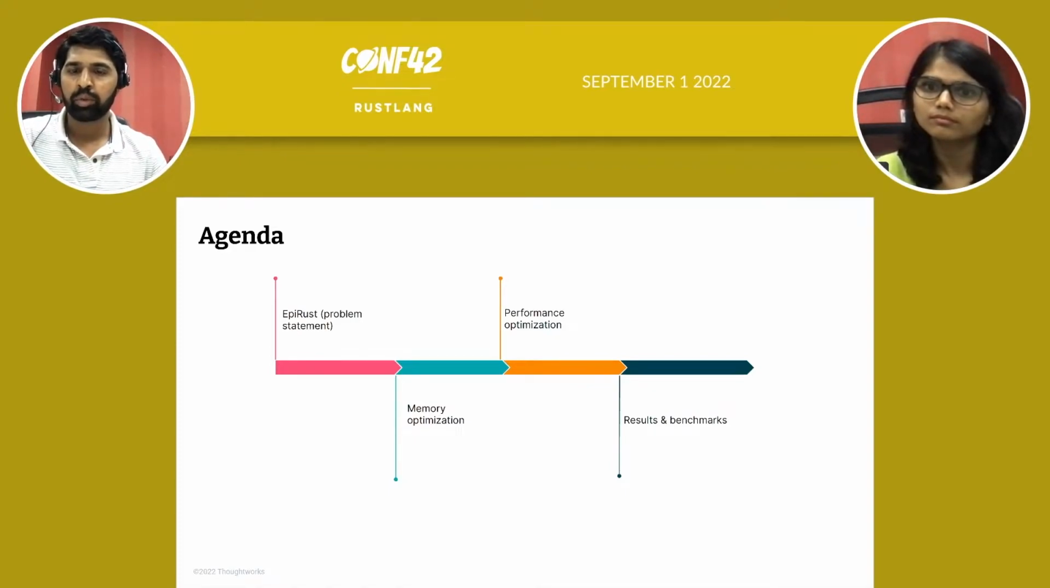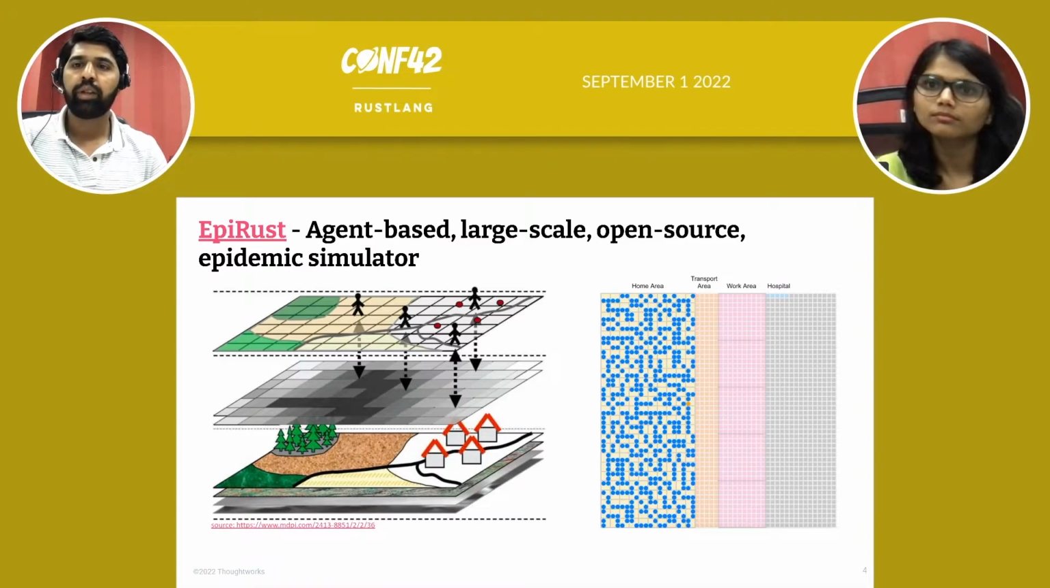Initially in the agenda, we'll specifically talk about EpiRust in the beginning. Then we can talk about memory optimization, performance optimization, results, and the insights which we gathered from this specific tool. That would be towards the end. So let's briefly understand what EpiRust is.